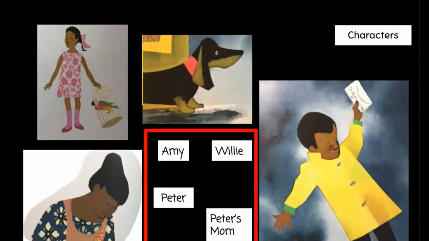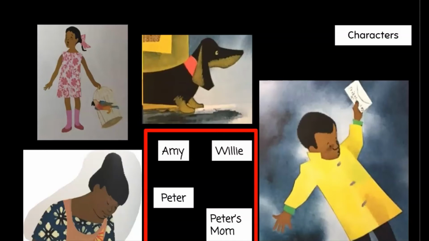Now that we just enjoyed listening to the story, A Letter to Amy, remember, our reading thinking job is identifying the characters in the story. So here you see on the screen all of the different characters in our story. In my box here, I have all of the characters' names: Amy, Willie, Peter, and Peter's mom. Your teacher is going to pause the video and you guys are going to play a game of match the name to the character.